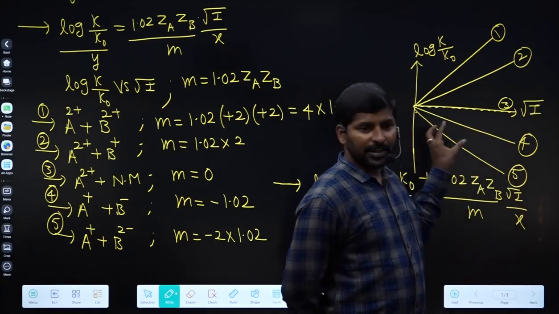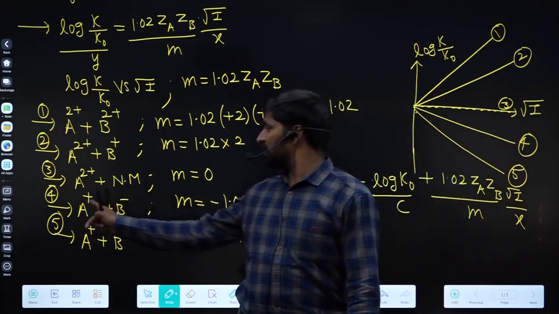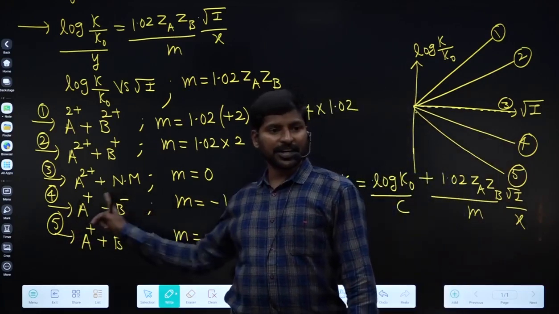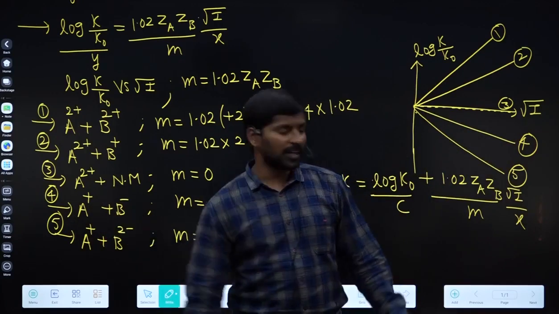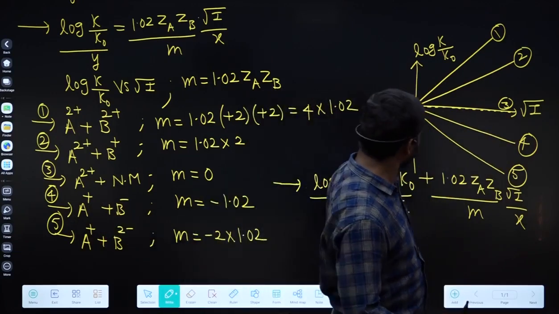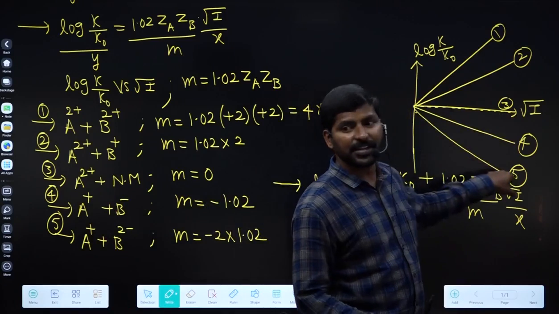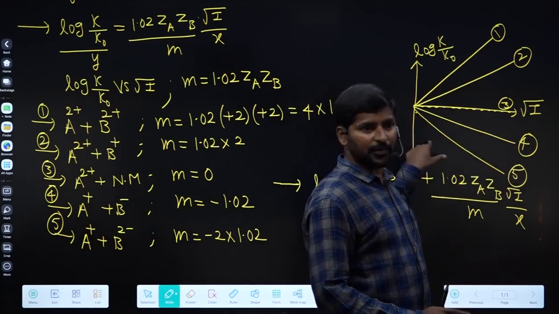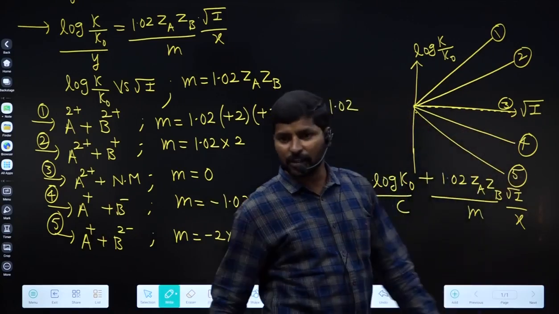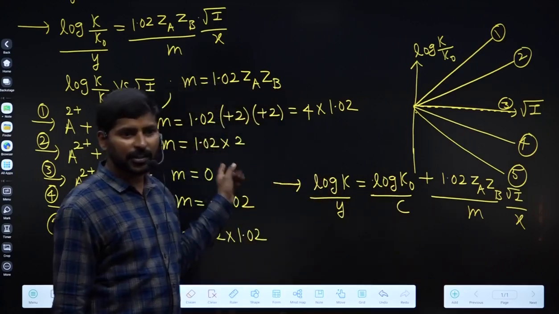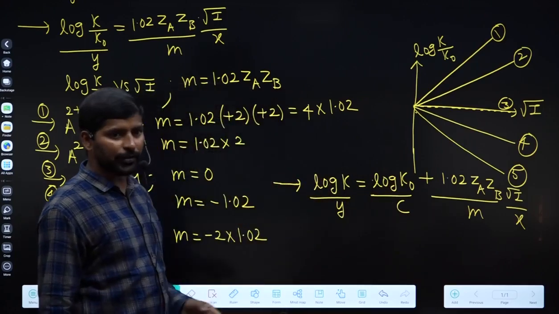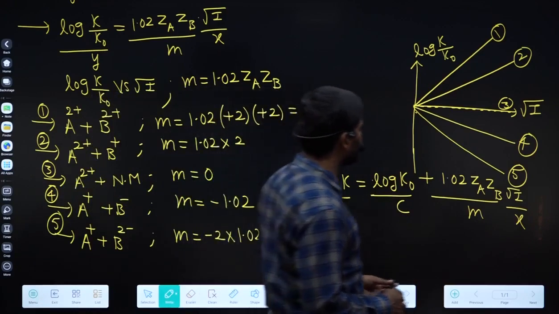If you take reactions involving oppositely charged species, as ionic strength increases, what about the rate of reaction? It decreases. As ionic strength increases, the rate of reaction decreases for the reactions involving oppositely charged species. Write those 3 conclusions.